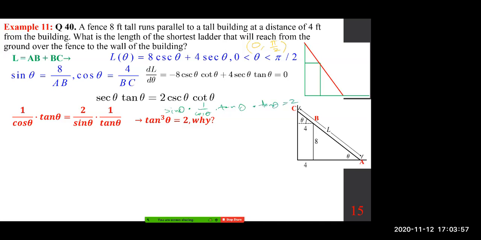So quickly, this sine, I'm going to move it to the other side, and this tangent, I'm going to move it to the other side. Sine over cosine, these 2 give us 1 more tangent, 2 and 3, so that's why we get tan cubed. So tan theta is cube root of 2, and theta is tan inverse of cube root of 2, which is about 0.9 radians roughly. Okay, class? So I hope you understand what's happening here.